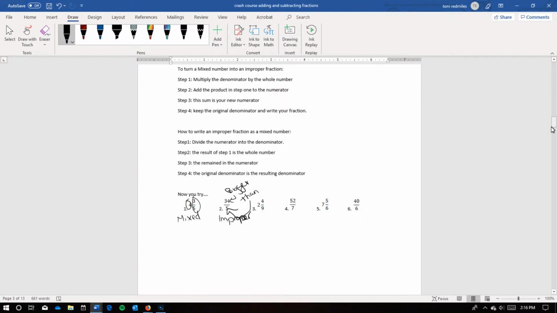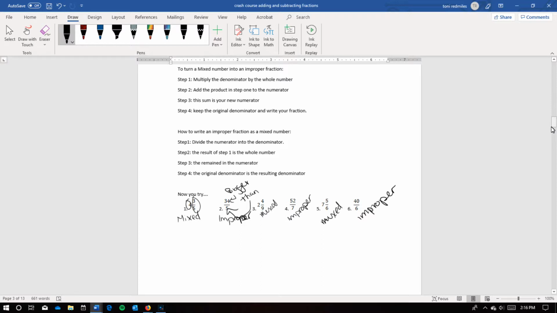Okay, this is also a mixed. This is improper. This is mixed. And this is improper. So now I'm going to turn it into the other one. So if this one's mixed, I'm turning it into improper.